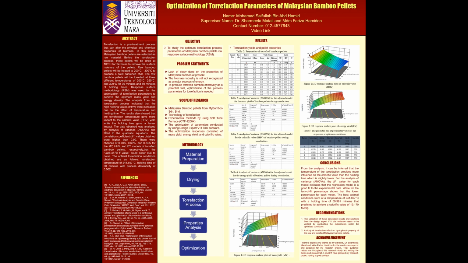My name is Muhammad Saifullah and I would like to present my research project. The title is the optimization of the torrefaction parameters of the Malaysian bamboo pellets. Torrefaction is a pre-treatment process that alters the chemical and physical properties of the biomass. In this research, Malaysian bamboo pellets are selected as the raw material.